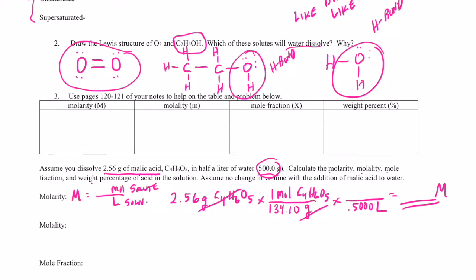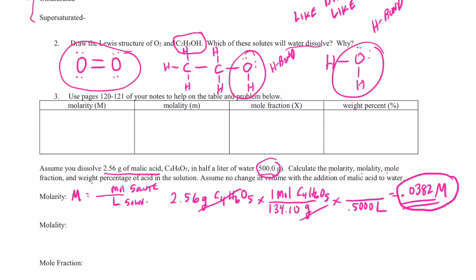2.56 divided by 134.10 divided by 0.5000. Looks like we have 3 sig figs, 0.0382 moles per liter. So a fairly dilute solution, which you would suspect. We only have 2.56 grams of that acid in an entire half liter of water.